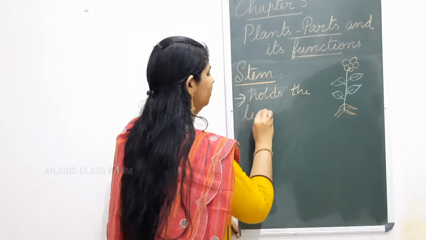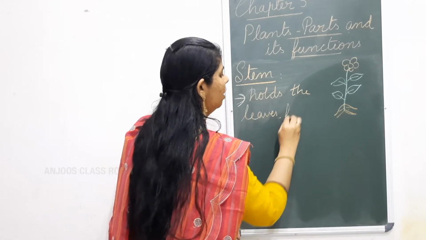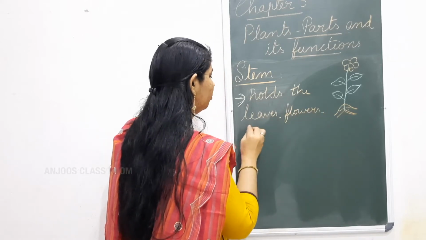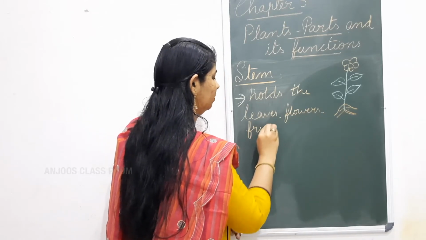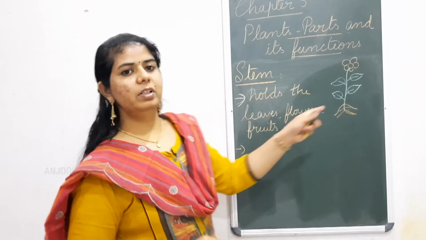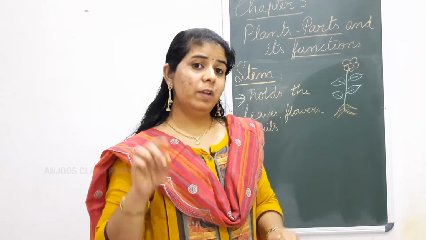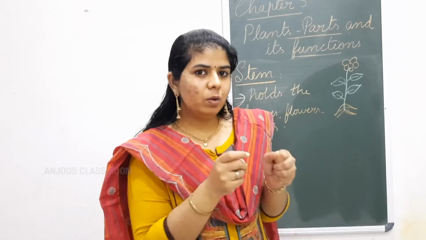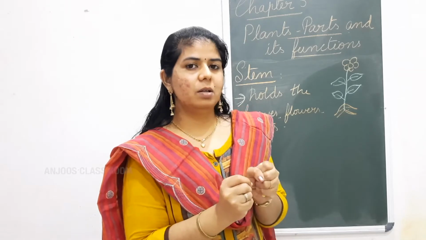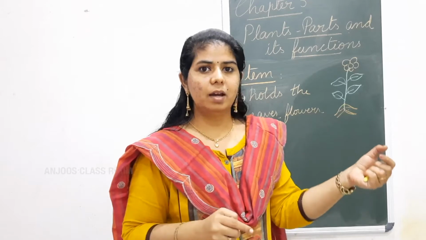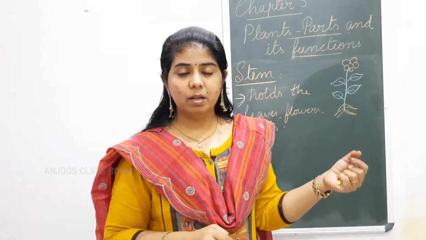leaves, flowers, fruits. Okay, so that is the first function of the stem. Then we have learned that the roots, it is the one fixing the plant to the soil, and also one more thing, it is the one which absorbs the nutrients, minerals and water.